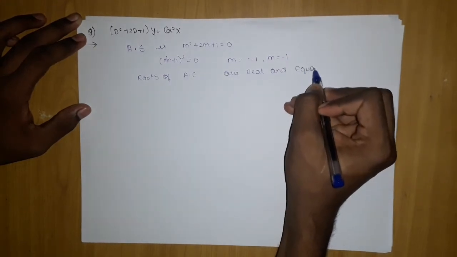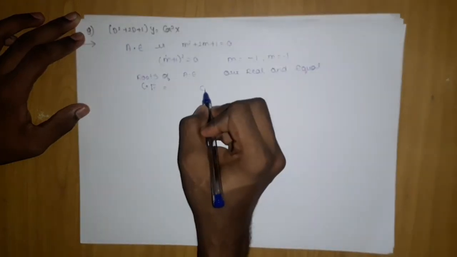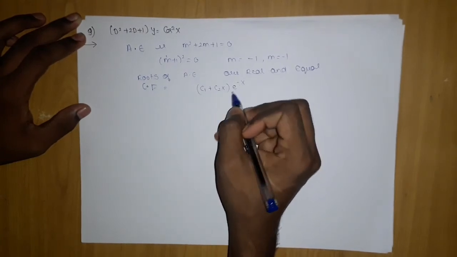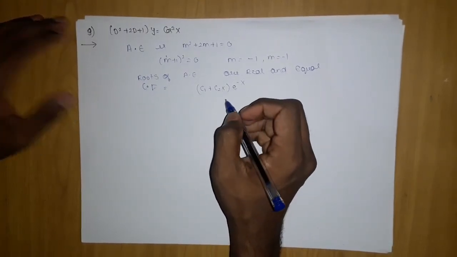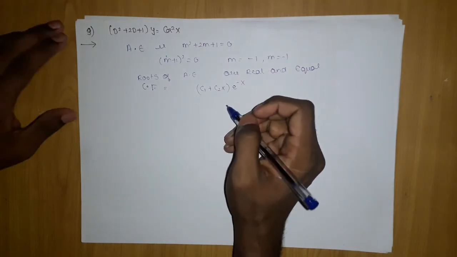After writing this, you will get your complementary function, which will be nothing but c1 plus c2x into e to the power minus x, if I am right. After getting this, your target will be the particular integral. So we are going to focus on the particular integral.